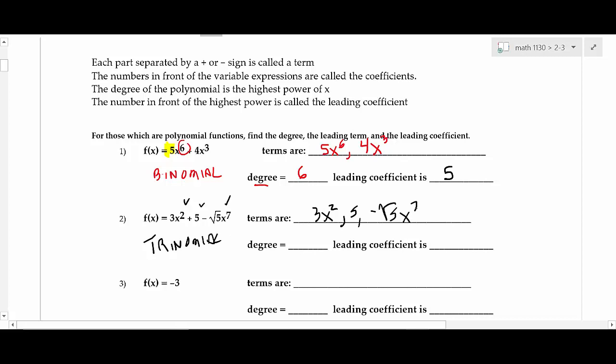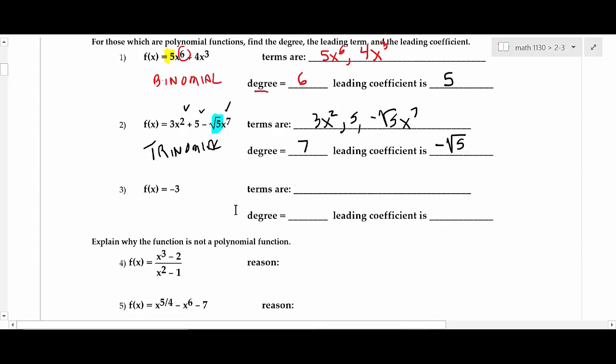What's the degree? 7. What's the leading coefficient? 3. No, the one that's in front of the highest power. Negative square root of 5, okay? Leading coefficient is always defined to be the coefficient of the highest exponent. Sometimes they're in a kind of reverse order.